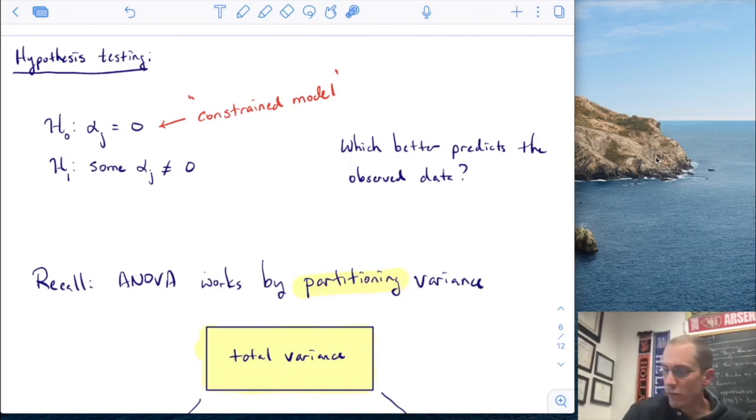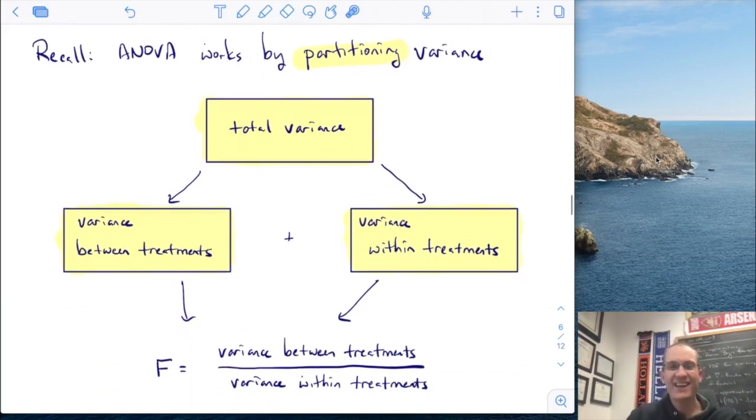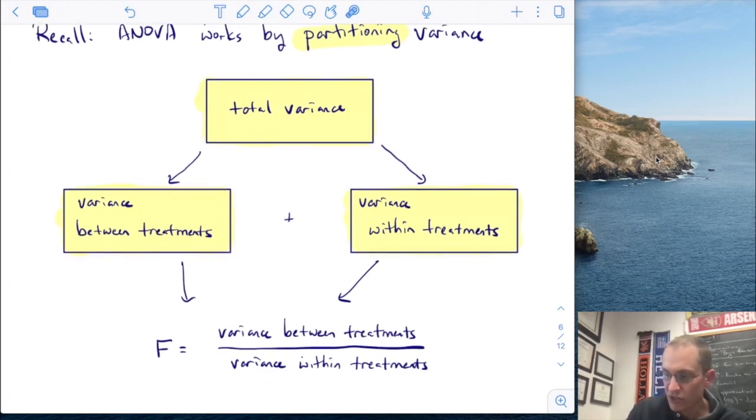So let's recall how ANOVA works. ANOVA, or analysis of variance, works by partitioning the variance. Remember, we take our total variance and we split it up into the variance between the treatments and the variance within the treatments. If we take the ratio of those two, the variance between the treatments divided by the variance within the treatments, that gives us the F ratio. Remember F for Fisher, who invented this technique.